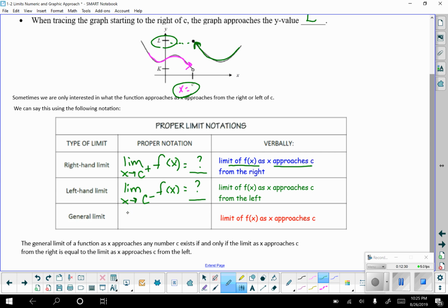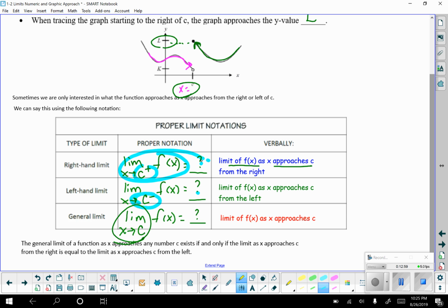And the general limit is written as the limit as x approaches c of f of x equals some value. This implies, when I write c, that I have looked at two cases: that I have analyzed what is happening from the right side of c, and I'm also paying attention to what happens on the left side of c. These two would have to take on the same value in order for that limit to exist.